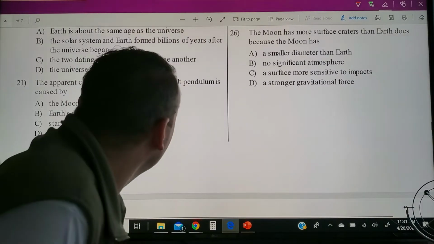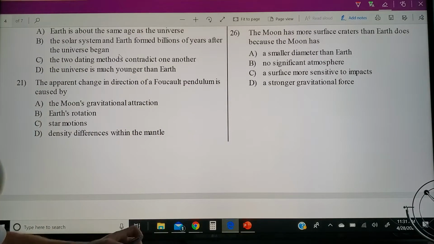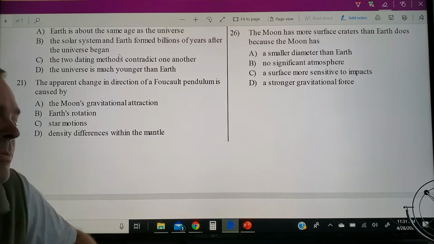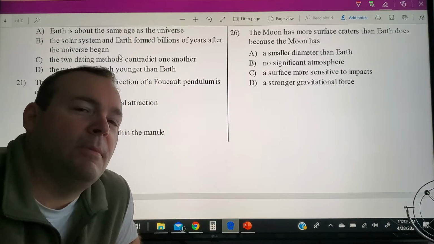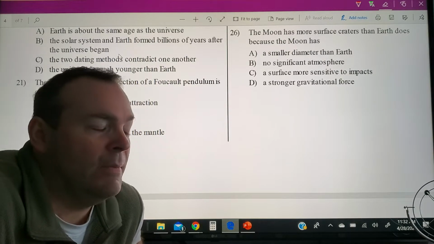All right, so we'll start out with 21 over here. The apparent change in direction of a Foucault pendulum. Well, if you remember in the classroom, I had a bowling ball set up. Remember I told you I stole my sister's bowling ball a while back?